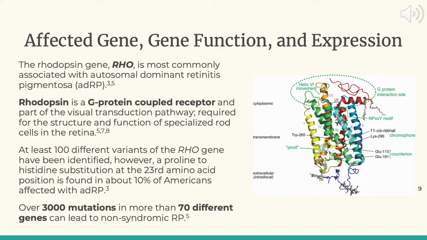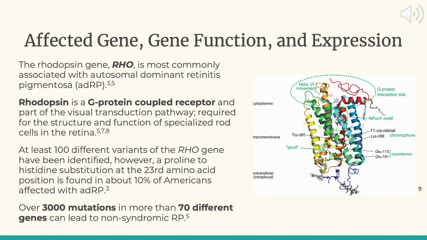An alteration in the Rho gene is most commonly associated with autosomal dominant retinitis pigmentosa. The Rho gene encodes the rhodopsin protein, which is the most abundant protein found in the rod cells. Rhodopsin is a G protein-coupled receptor, meaning that when light activates rhodopsin, a series of events take place in the visual transduction pathway, ultimately stimulating biological processes in the nervous system, thereby allowing an organism to sense light.